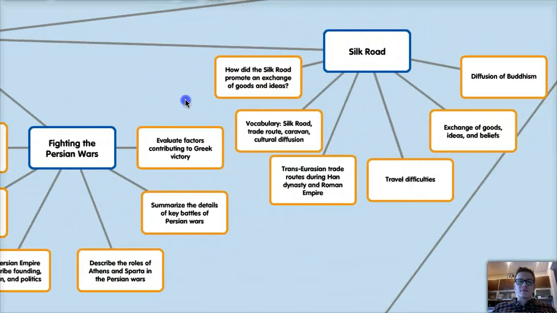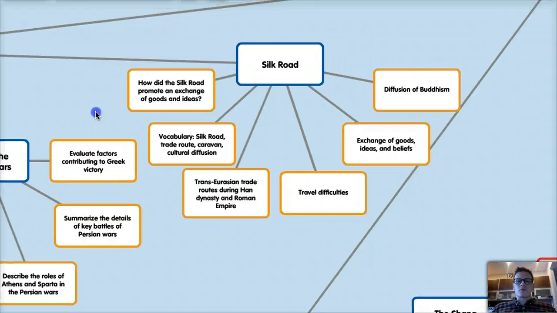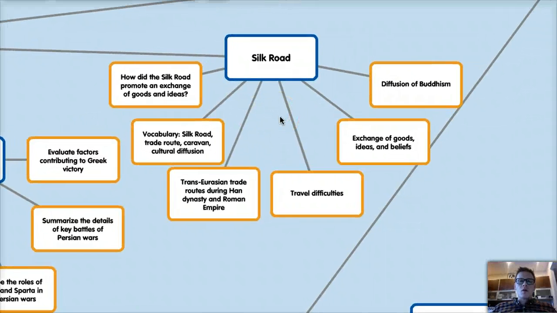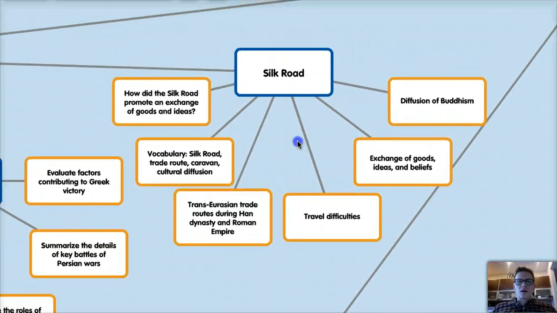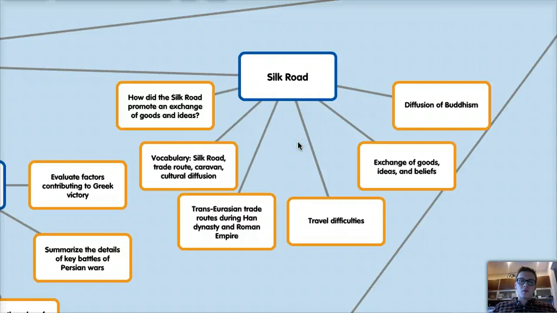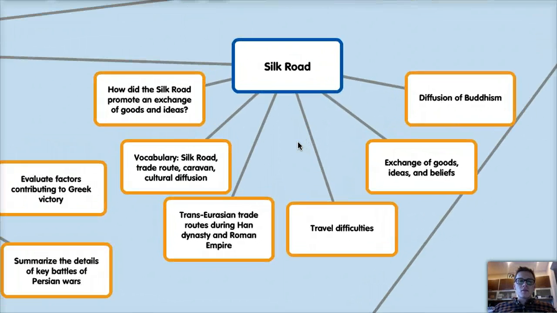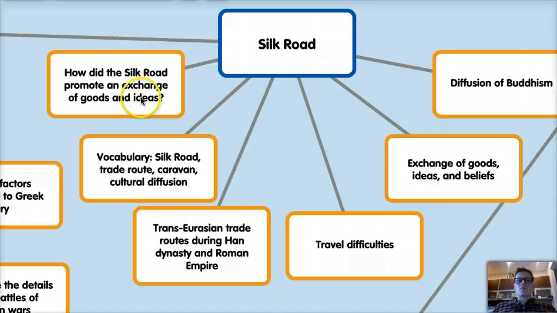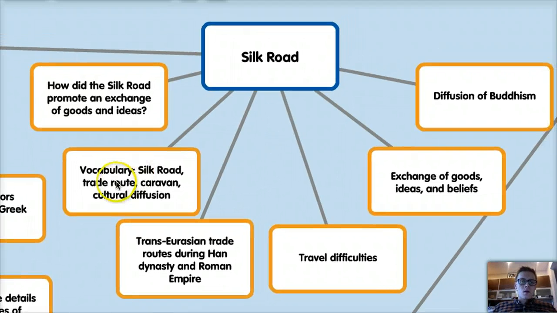And lastly, for this unit, we're going to talk about the Silk Road. So all of our units focus on Eurasia, whether it's Southern Europe, Southern Asia, or Eastern Asia. The Silk Road. How did the Silk Road promote an exchange of goods and ideas? Because not only were people trading goods, but they were also sharing ideas. We have our key vocabulary here. Again, jot it down so you can be successful with it.